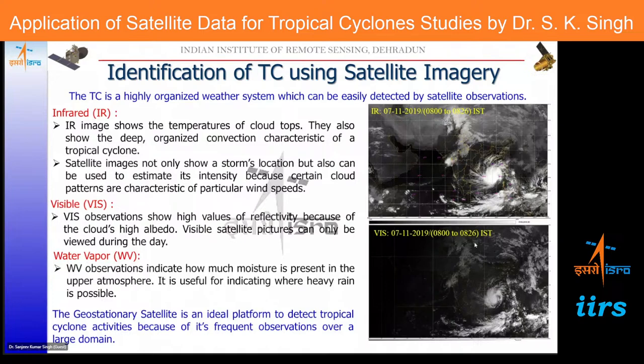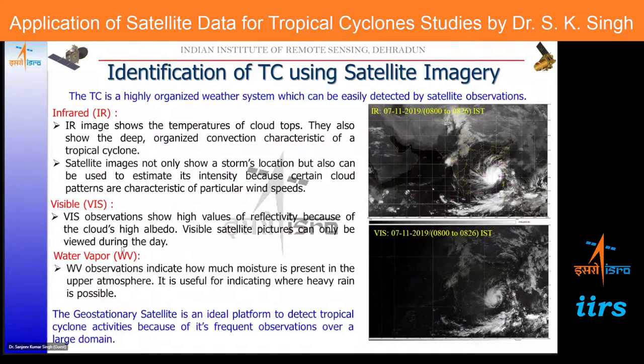Further, if you look at the visual imagery, it shows a high value of reflectivity because of the high cloud albedo. You know that the tropical cyclone is a deep convective cloud. It contains a lot of water droplets. So when sunlight falls over the tropical cyclone region, it is reflected back. Because the cloud has a high albedo, the reflectivity is very high, so you can easily identify the tropical cyclone location. But the disadvantage of visual imagery is that it measures reflected sunlight energy, so during night time it is not available.